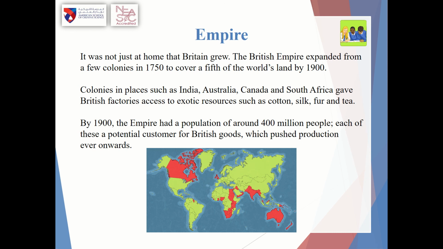The British Empire expanded from a few colonies in 1750 to cover a fifth of the world's land by 1900. Colonies in places such as India, Australia, Canada, and South Africa gave British factories access to exotic resources such as cotton, silk, fur, and tea. By 1900, the empire had a population of around 400 million people, each of these a potential customer for British goods, which pushed production ever onwards.